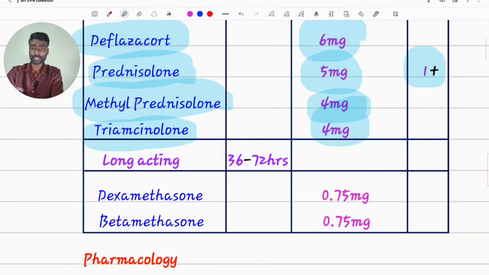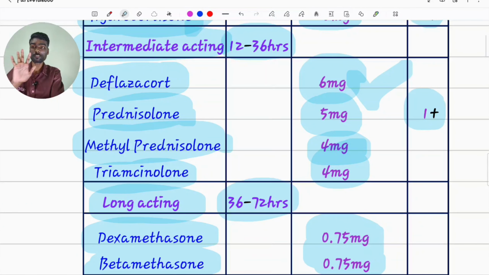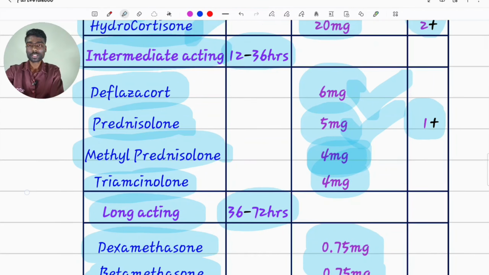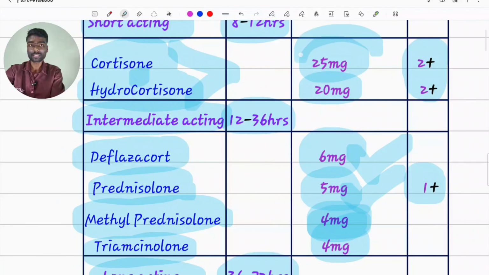Next, last class, long acting, which acts for 36 to 72 hours. Both dexamethasone and betamethasone, just 0.75 mg, which means less than 1 mg, is equal to 6 mg of deflazacort, 5 mg of prednisolone, 4 mg of methylprednisolone. If we want to shift from one drug to another drug without changing the potency, we can use these dosage equivalences and shift from one drug to another.